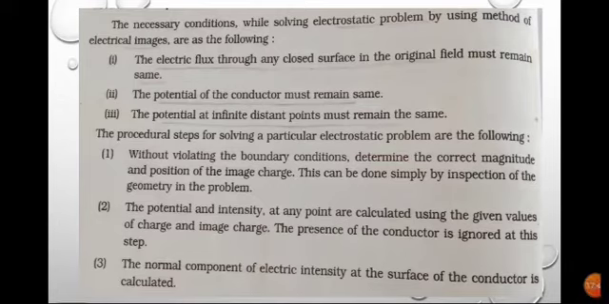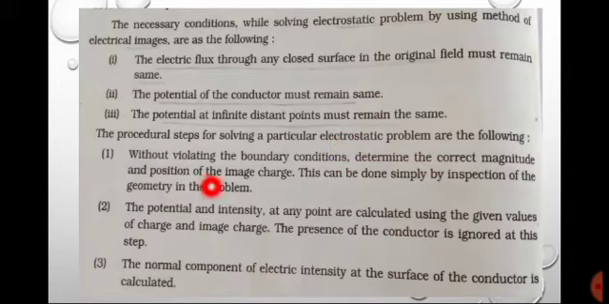The necessary conditions while solving an electrostatic problem by using the method of electrical images: the electric flux through any closed surface in the original field must remain the same. The potential of the conductor must remain the same. The potential at a point at infinite distance must remain the same. Necessary conditions. The procedural steps for solving a particular electrostatic problem are as follows.